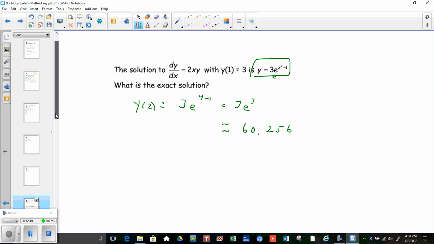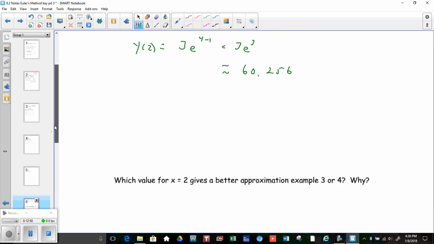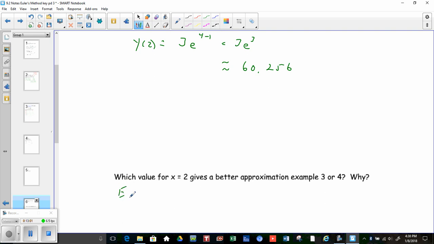So going down to the next question, you should be able to tell this pretty easily. Which value of x equals 2 gives a better approximation? Examples 3 or 4. Obviously, 4 gives the better example. It's closer. Example 4 gives a closer approximation, and a more mathematical way of saying that is that the error, or the difference between the actual value and the estimated value, is less in 4.